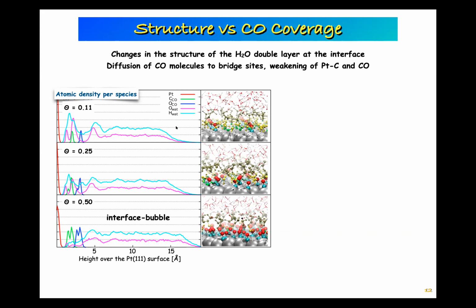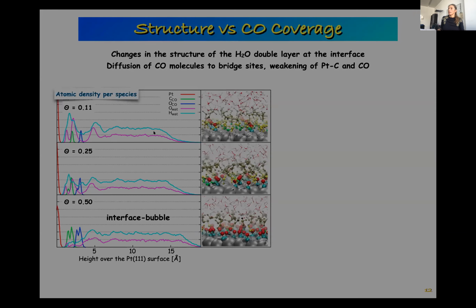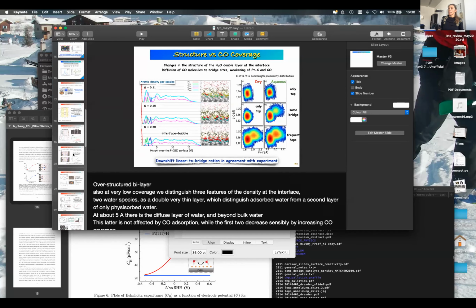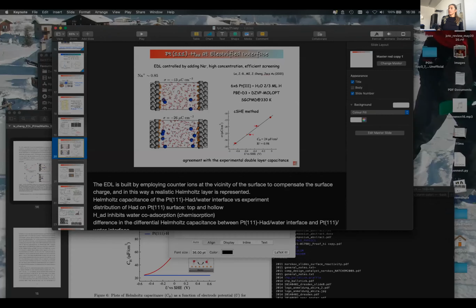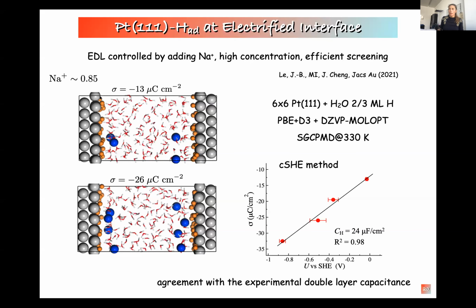Okay, I see. And when you apply the electric field, do you actually see any changes in, let's say, that third peak or not? I didn't show anything when I applied the electric field. There are some examples here, but that is not really the same, because here you have hydrogen at the surface and ions within the double layer. So that is again a different situation.